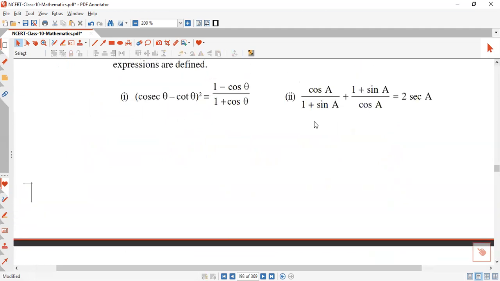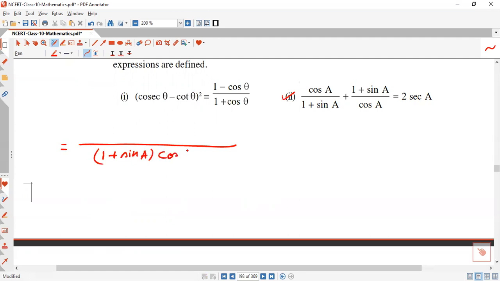So now we do the second part. The second part says cos A upon 1 plus sine A plus 1 plus sine A upon cos A equals 2 times sec A. On the left hand side there are 2 terms, and we will combine them. Take the LCM: the LCM comes out as 1 plus sine A multiplied by cos A. This LCM is multiplied with the first part, so 1 plus sine A cancels out, and you are getting cos square A.